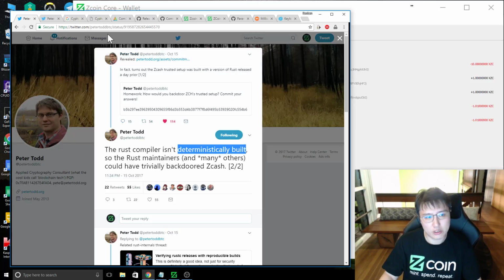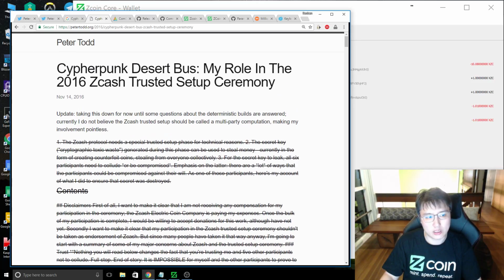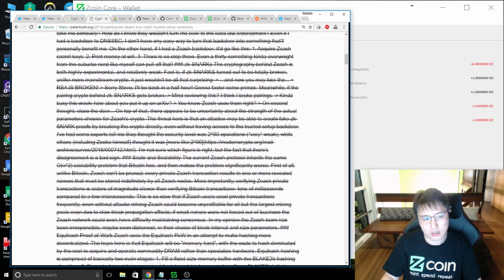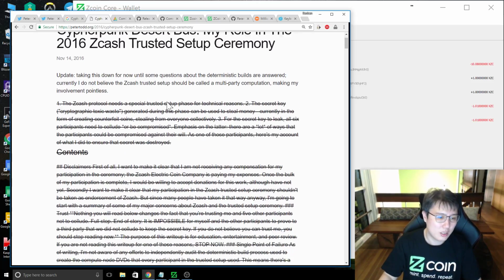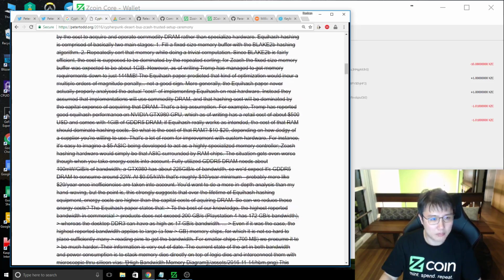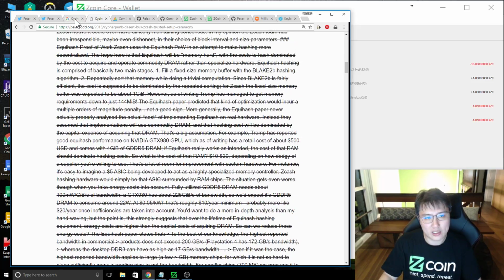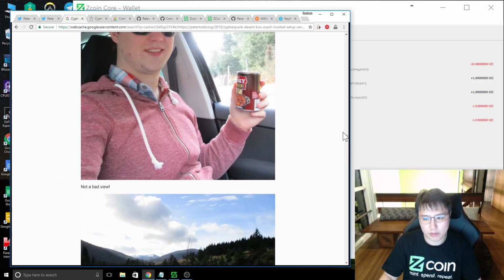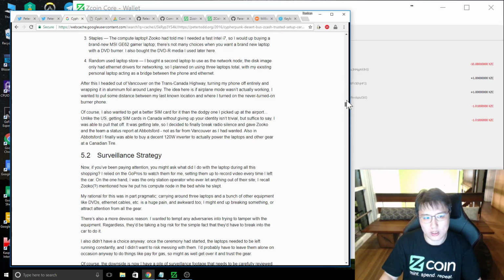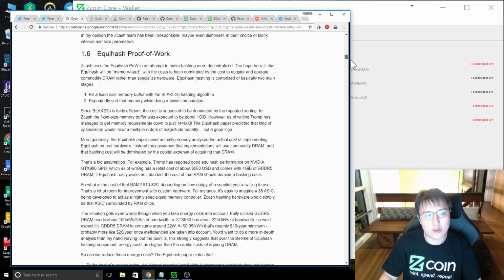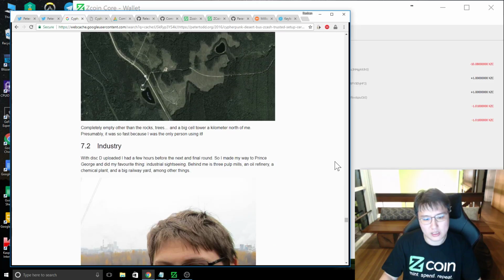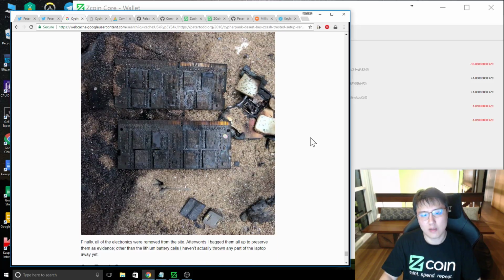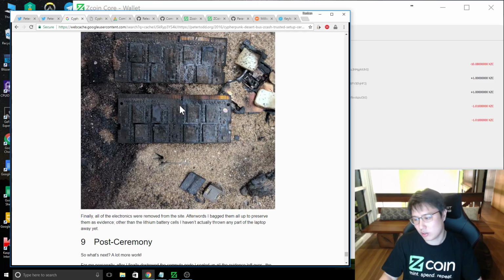Now, Peter felt strongly enough on this to actually take down his posts on his participation in this multi-party trusted setup. So it's quite a big thing. And if you go through Google Cache you can see a previous version, this was what it used to look like. He goes into great detail as to what he did, even shows pictures of him destroying the memories. Pretty cool stuff. So, good reading as well.